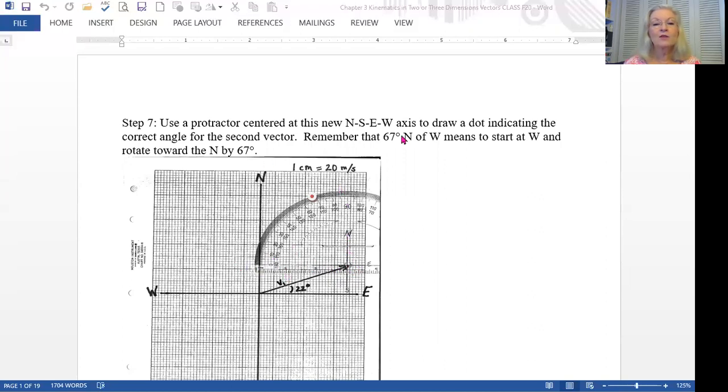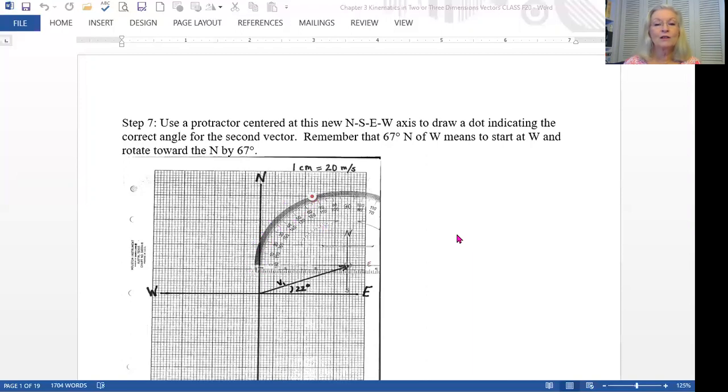And now we have to go 67 degrees north of west. So start west, move north, 67 degrees. Start west, that's over here on the left side. Move north, that means swing up, 67 degrees. So if this is 0, 10, 20, 30, 40, 50, 60, this little longer line is 65. The red dot is about at 67. And again, you can do better than about because you can have a little more fine control.